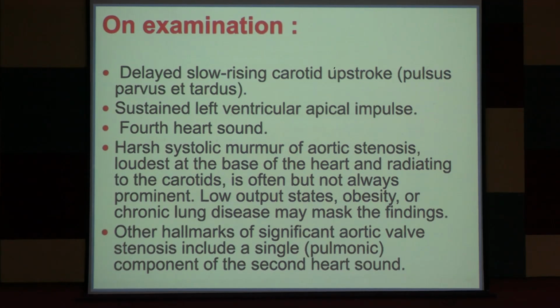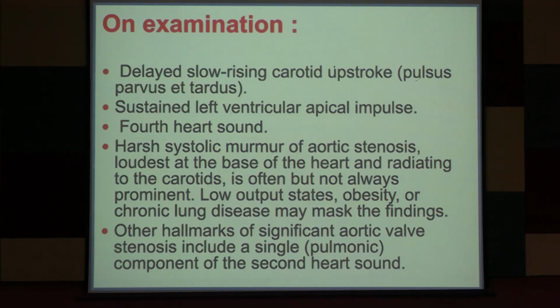Then the character of the pulse. Here the character of the pulse is best assessed at the carotids, not at the radials. At the carotid, the pulse has a delayed, slow upstroke. It's a slow pulse with a delayed upstroke known as pulsus parvus et tardus.